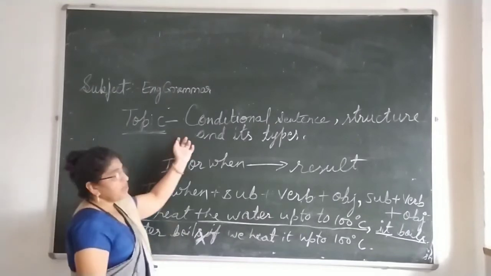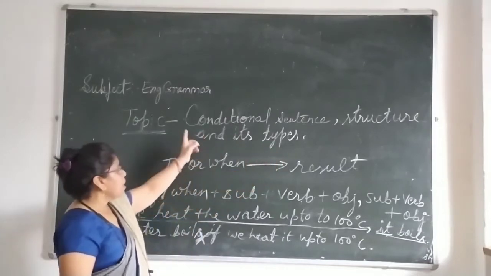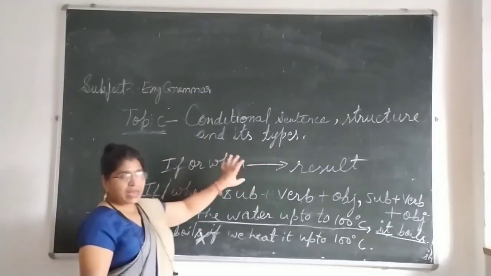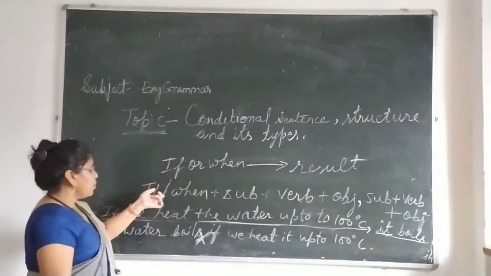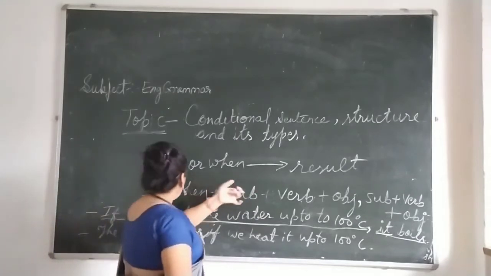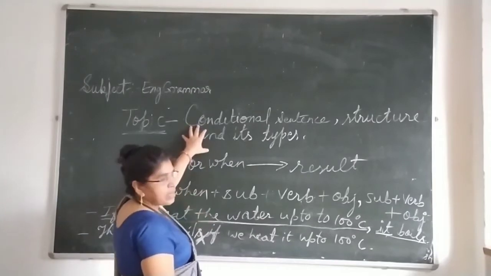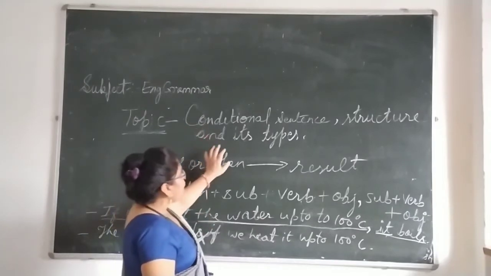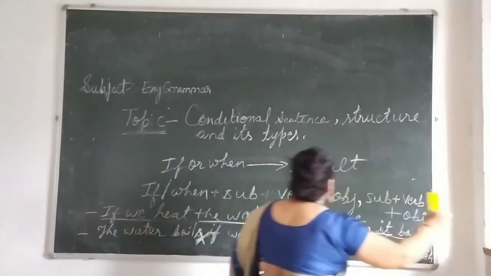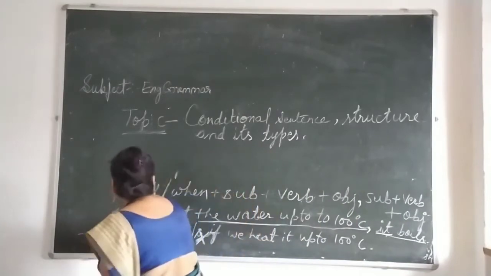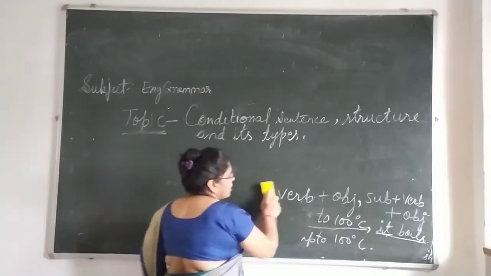See, so we have learned that what is conditional sentence. Conditional sentence always begin with if or when and it gives out the result. And the structure also I have given you. With the help of this structure, you can create many sentences. Clear? So this is what the conditional sentence is. Now I'll teach you the types of conditional sentences. Actually, the conditional sentence are of 4 types. We'll discuss one by one in detail. Okay.